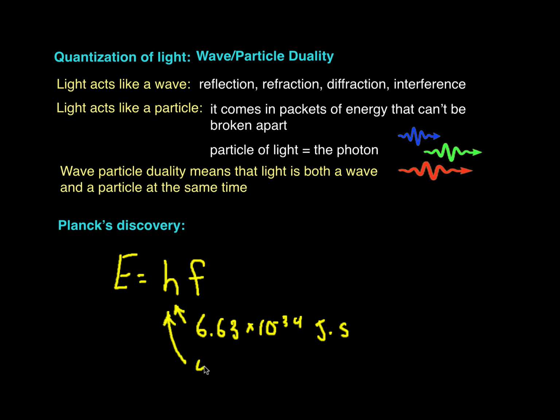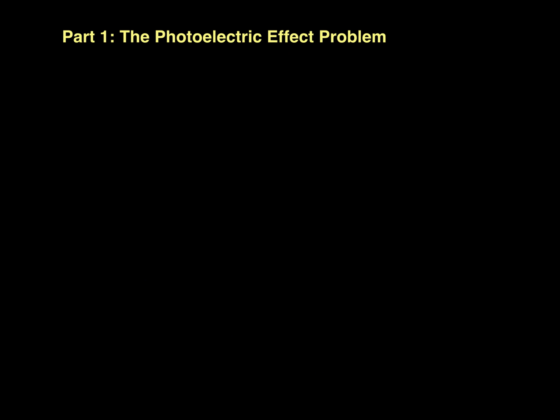Or it's 4.14 times 10 to the negative 15 electron volt seconds if you want your energy to be measured in electron volts. This is Planck's formula for the energy of a single photon in a beam of light with a particular frequency. Part 1. The photoelectric effect problem.